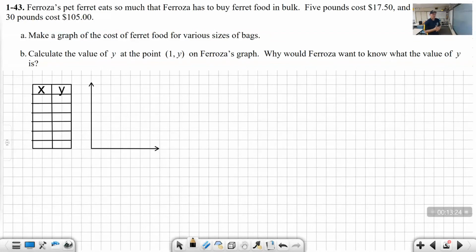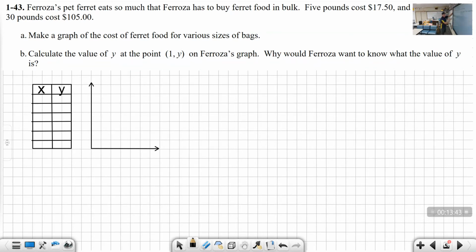All right. Problem 1-43. Feroza's pet ferret eats so much that Feroza has to buy ferret food in bulk. 5 pounds costs $17.50 and 30 pounds cost $105. Make a graph of the cost of the ferret food for various sizes.